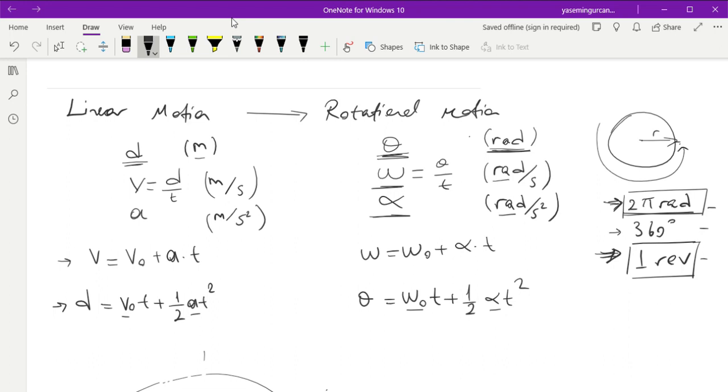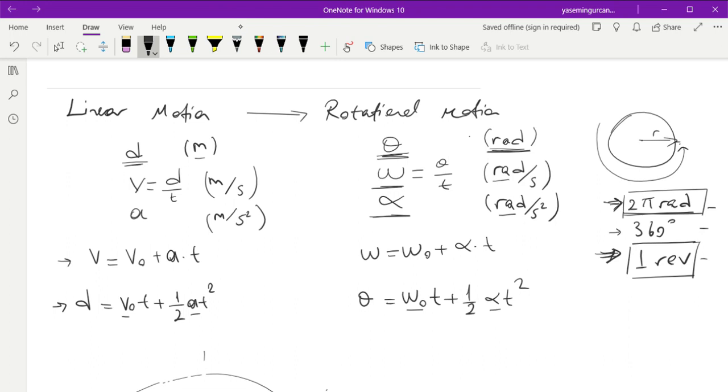So again, the angle is shown with the lowercase theta in the Greek alphabet. Lowercase omega is used for the rotational velocity. Like we measure linear velocity as distance over time, in rotational motion, we use angle over time instead of distance over time. That makes sense because rotational parameters are basically replacing the linear parameters.